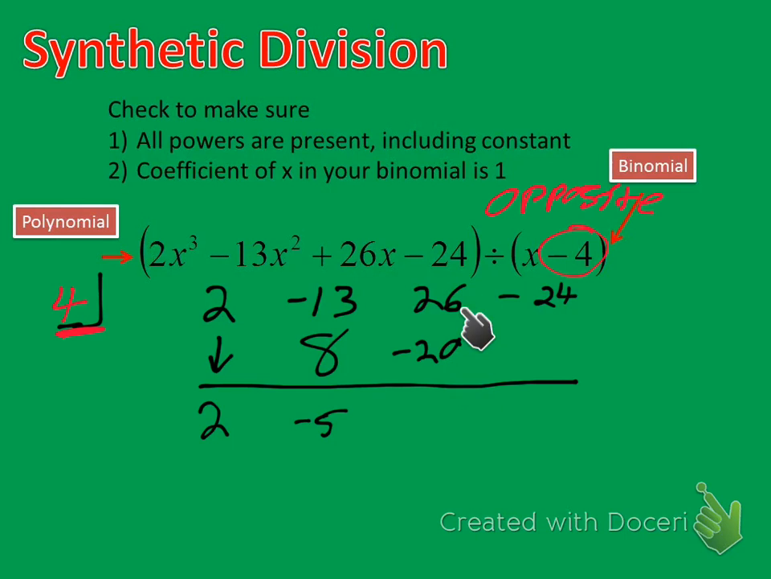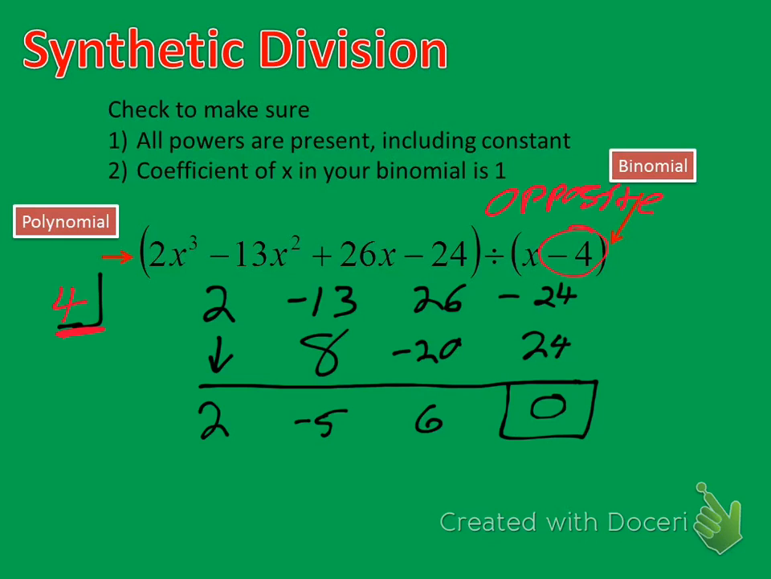And then you add these two. 26 plus a negative 20, 6. 6 times 4, 24. Negative 24 plus 24 gives you 0. Okay? Now, the last number, I always put a little box around it. I always put a little box around that 0, or that last number. We'll talk about what that number is in just a minute.